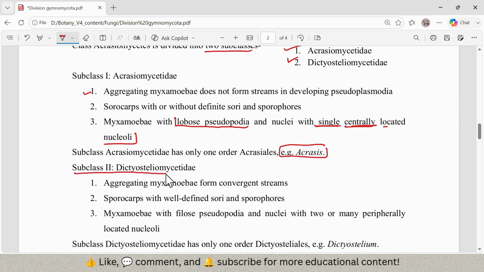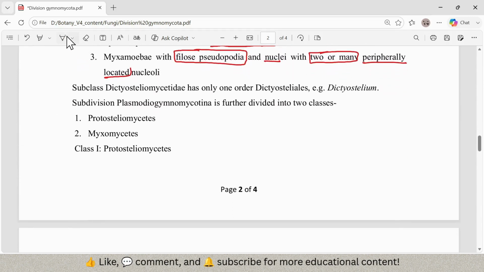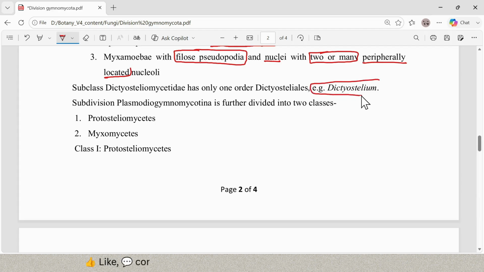Next is subclass 2, that is Dictyosteliomycetidae. Here, aggregating mixed amoebae form convergent streams. Sporocarps are with well-defined sori and sporophores. Mixed amoebae with phylloid pseudopodia and nuclei with two or more, so two or many peripherally located nucleoli. So these are the distinguishing points for Acrasiomycetidae and Dictyosteliomycetidae. Subclass Dictyosteliomycetidae has only one order Dictyosteliales, and example is Dictyostelium.